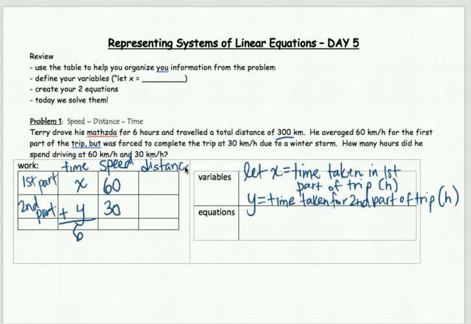Distance. Because you practiced already from the day before, hopefully you remember that to find distance, you take your speed and multiply by the time. You get 60x and 30y. And it does give us a total distance traveled, so there it is, 300. So now you can build your two equations.